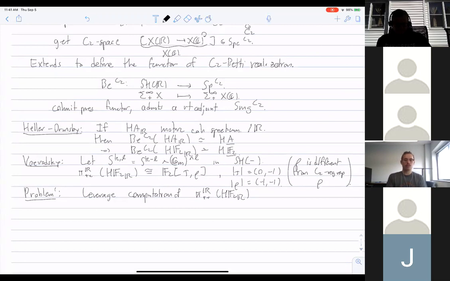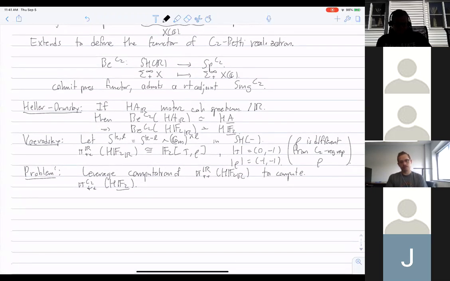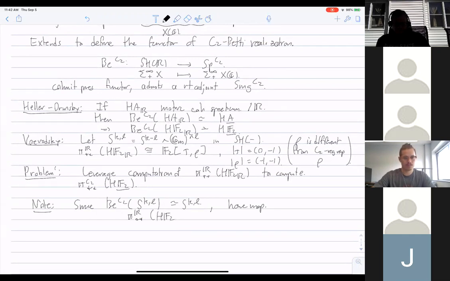Okay, so to continue, I want to leverage the calculation of Voevodsky to compute pi C2 star star of H F2 underline. And at the very least, let's note that since the C2 Betti realization of the bigraded motivic sphere is the same C2 equivariant sphere with the same grading, I have a map of homotopy groups from real motivic to C2 equivariant.